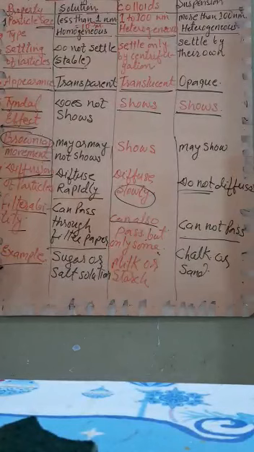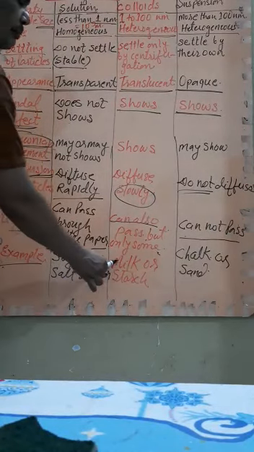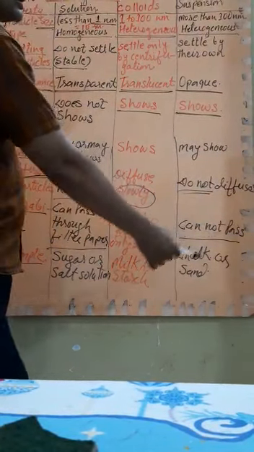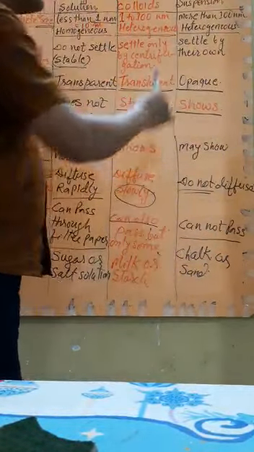And the last one is examples: sugar or salt solution, milk or starch in water, and chalk or sand in water, which are called suspension.